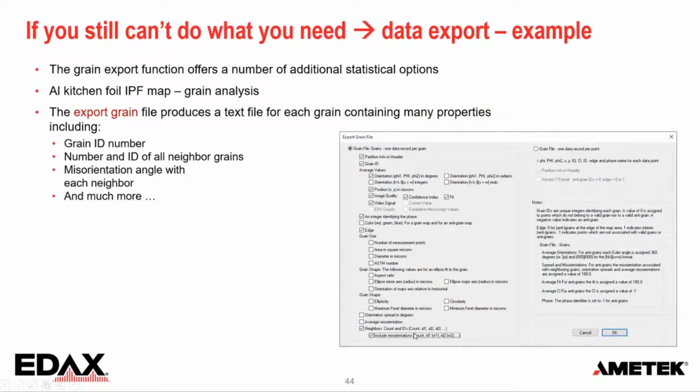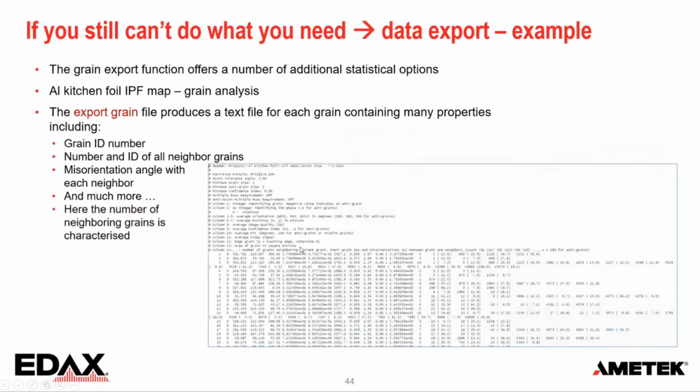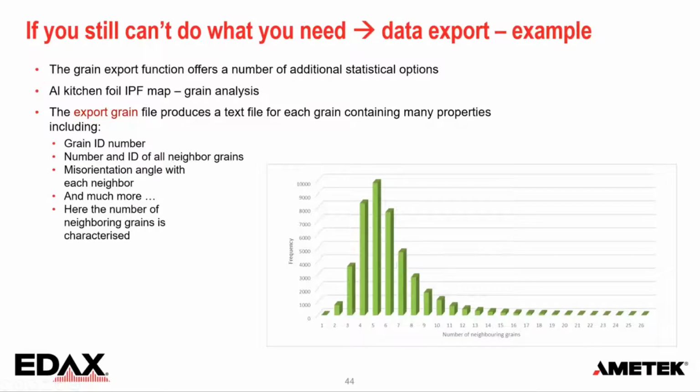And if you look at the export grain file, you see a lot of parameters that you can export. In this example, I just want to illustrate the number of neighbors of each grain, so how many grains are surrounding each grain in general. When you get a text file like that, you get a little header that explains exactly what each column is. And then you can quantify that and process it further in an external program.